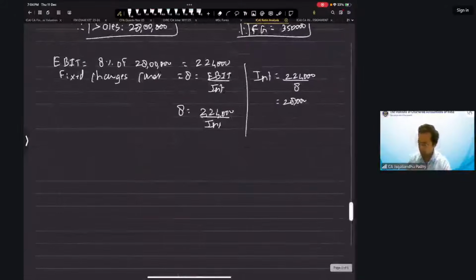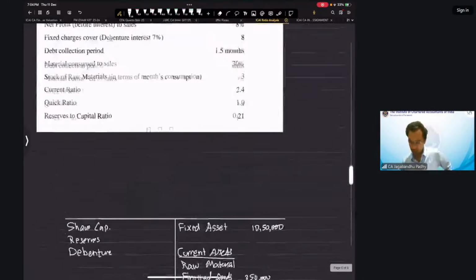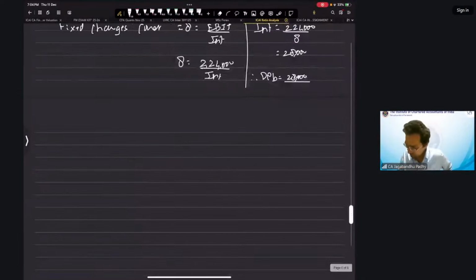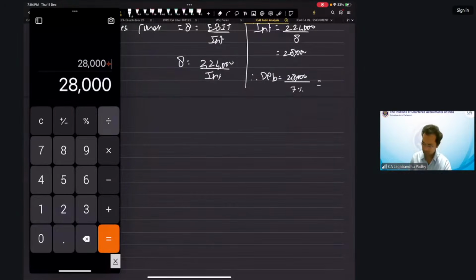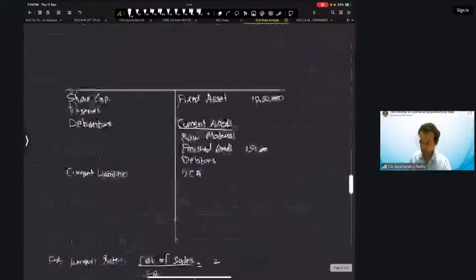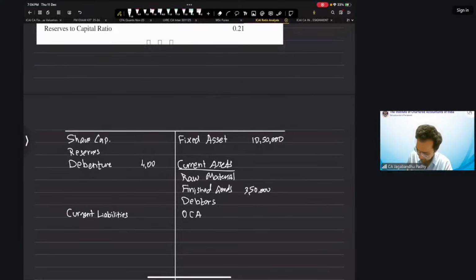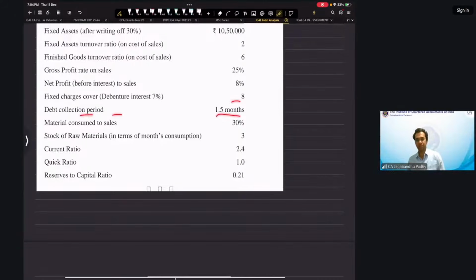So since the interest is 28,000, what will be the debenture? Debenture will be interest of 28,000 divided by rate, which is 7%. So how much is the debenture amount, guys? 4 lakh. So debenture is 4 lakh, right? So fixed charges cover ratio is taken care of. Debt collection period is something that we have to use now. Debt collection period is 1.5.